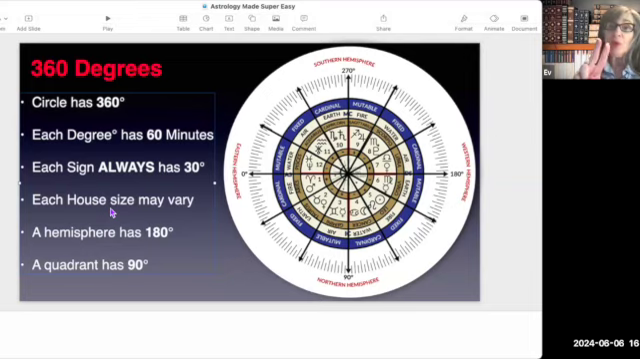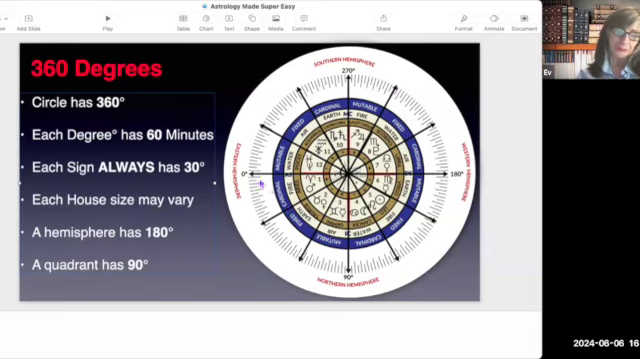So you can have more than one sign in a chart house. You could have parts of 2 signs or even 3 signs in a chart house. But every sign has 30 degrees, whether it's in your natal chart or not. Hemispheres are half of a circle, a sphere, 180 degrees.